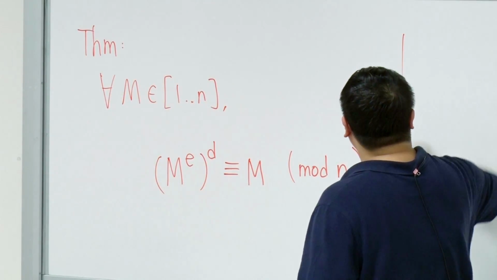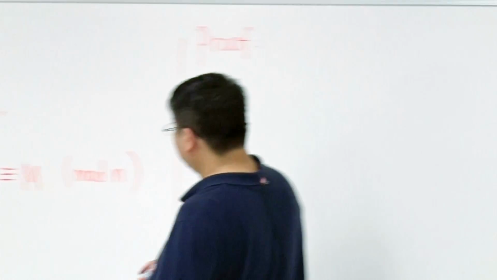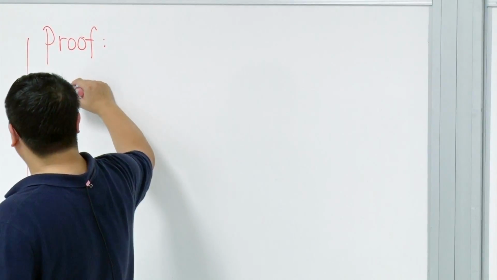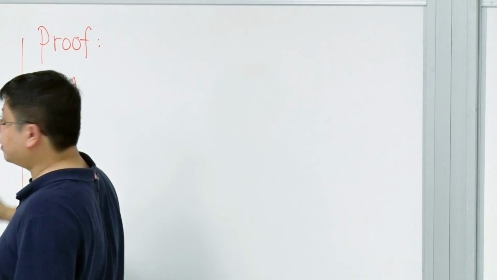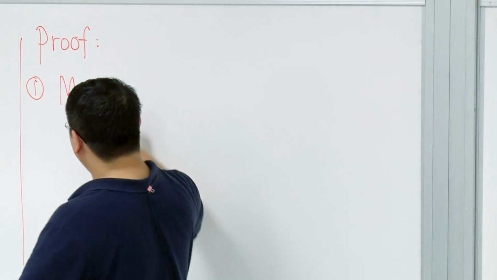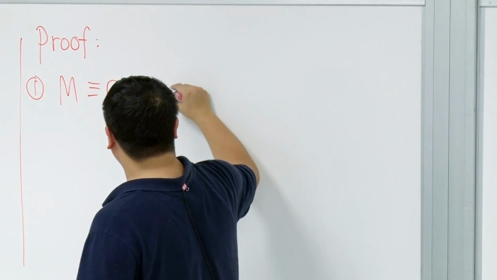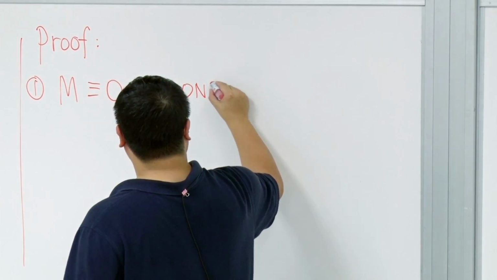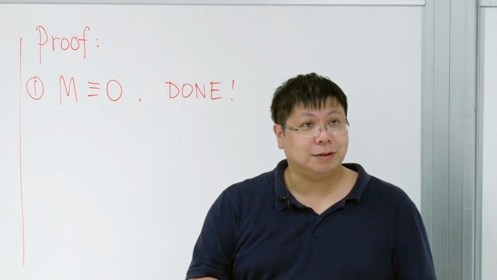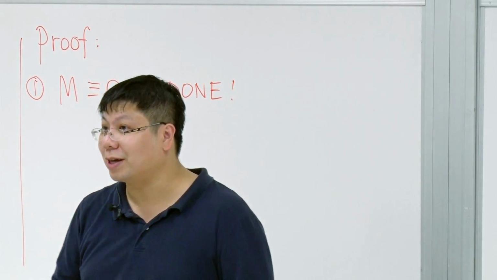So the proof has three cases. Let's take the easiest case. Let's say M is equal to 0. Then done. If M is equal to 0, 0 to the power E is 0, and then 0 to the power D is equal to 0. So 0 is equal to 0, so it's okay.